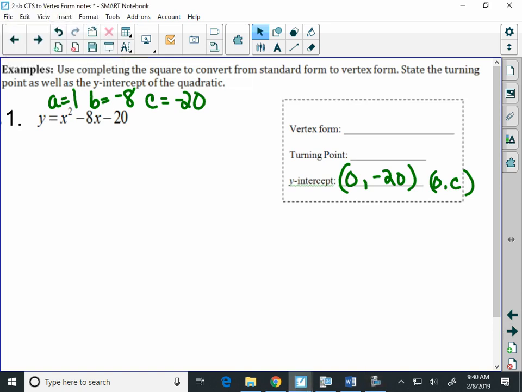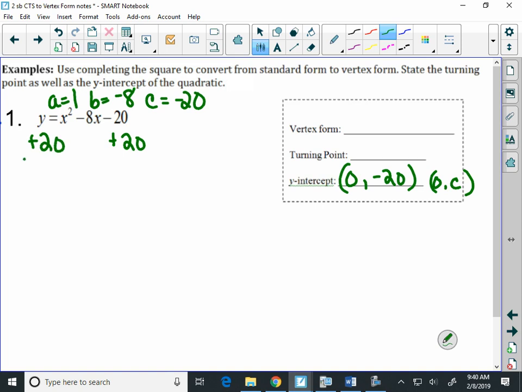Well, we're able to tell what the y-intercept is, but now what we really want to do is we want to come up with the vertex form, and then we want to identify what the turning point is. So our process is going to start by putting the x's on one side and the constant on the other. So we're going to add 20 to both sides. Again, personal preference, I like to write 20 plus y. If you write y plus 20, there's nothing wrong with it.